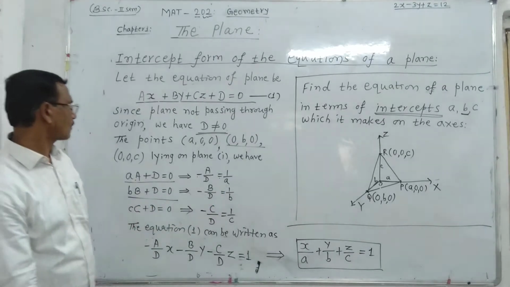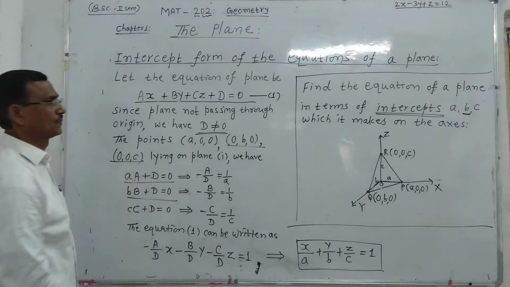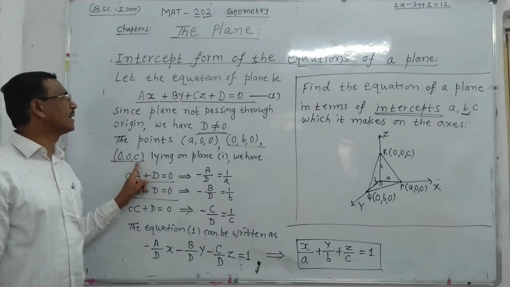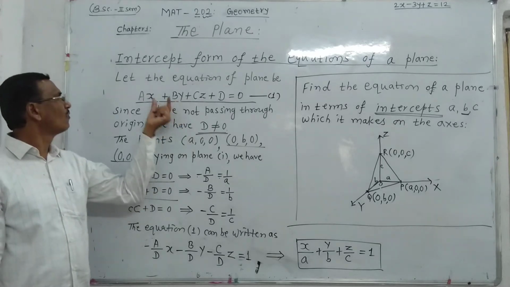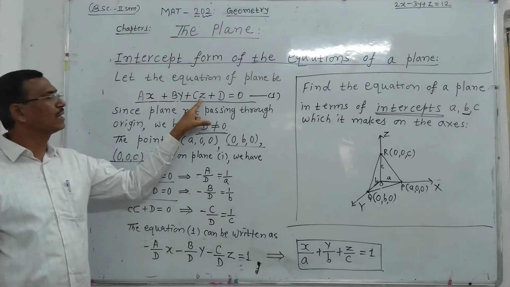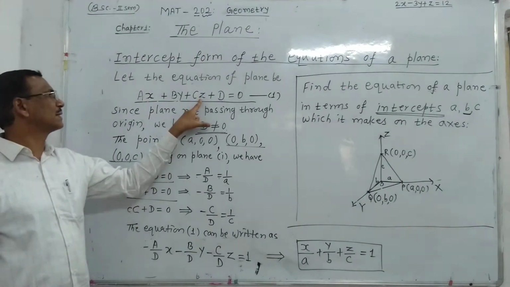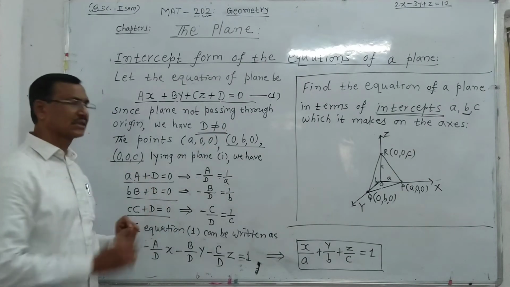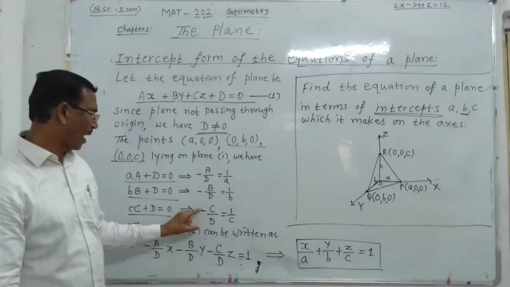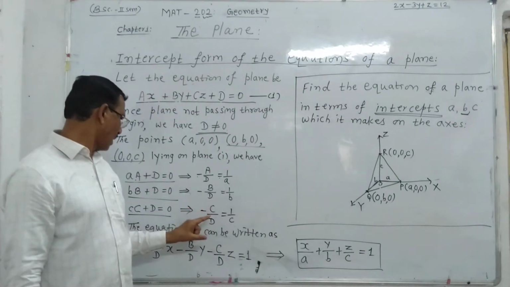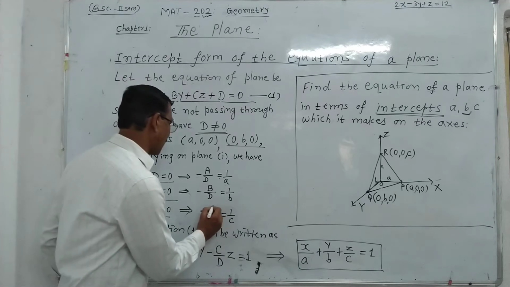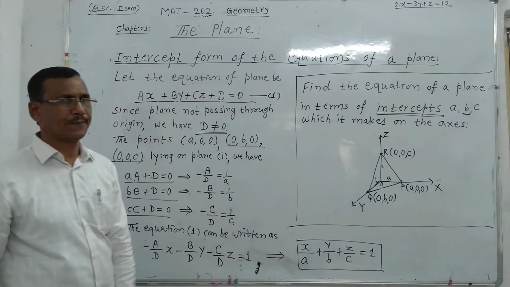Okay? Now for the third point, which lies on the z axis, (0, 0, c), substituting in equation 1, the first two terms become 0, we get small c into capital C plus d equal to 0, and simplifying this we shall get minus capital C upon d is equal to 1 upon small c. This is the capital C and this is the small c. Okay?